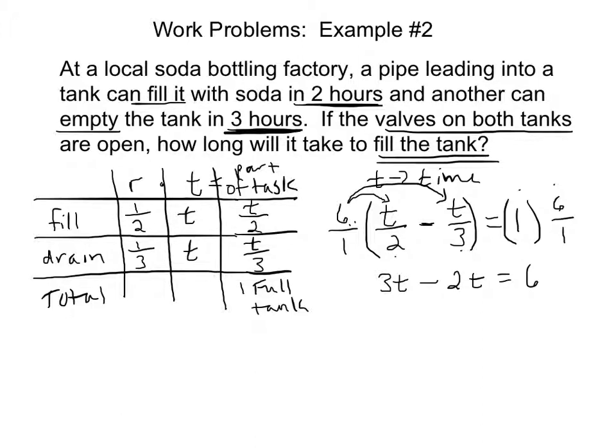So 3t minus 2t, pretty simple here. t is equal to 6. So it's going to take 6 hours for this tank to fill because we've got two pipes working against each other. But because it takes longer to drain than it does to fill, it will eventually fill up. And so we can determine what that time is.